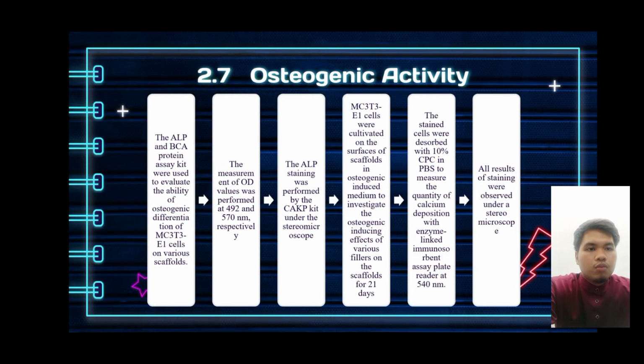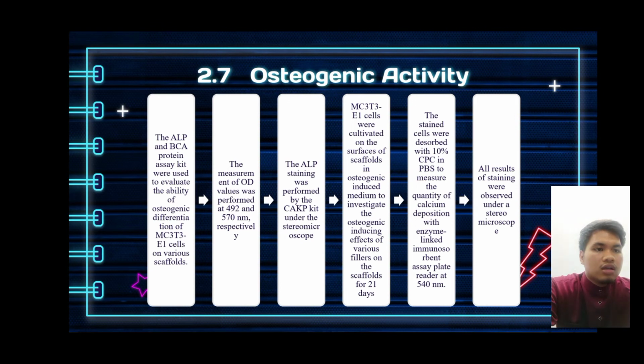And lastly is 2.7, osteogenic activity. The ALP and BCA protein assay kits were used to evaluate the ability of osteogenic differentiation of MC3T3-E1 cells on various scaffolds. Next, the measurement of OD value was performed at 492 and 570 nm respectively. And then the ALP staining was performed by the CAKP kit under the stereo microscope.